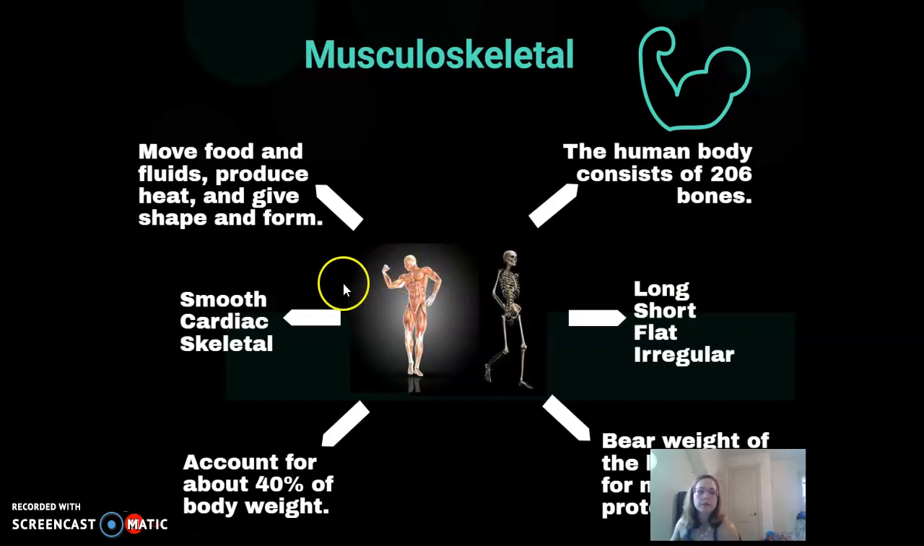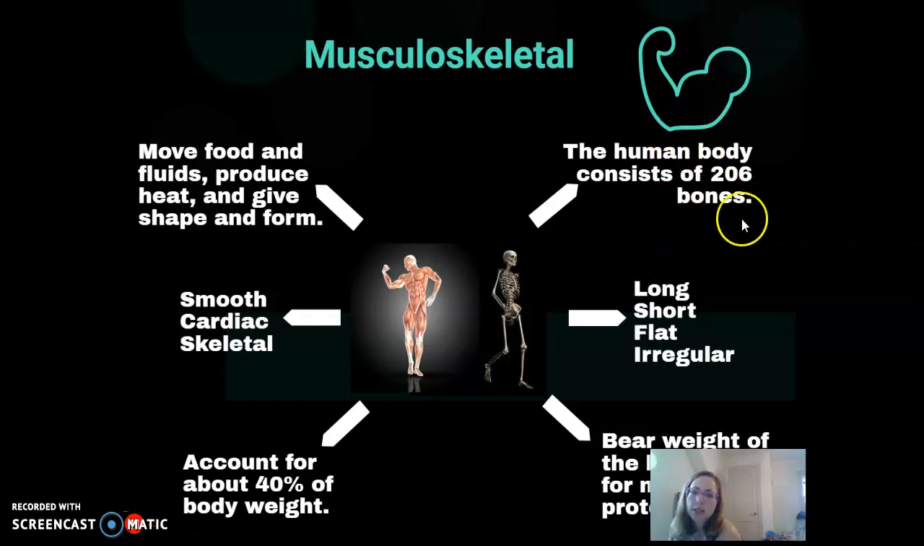You have 3 types of muscles: smooth, cardiac, and skeletal. And this accounts for about 40% of your body weight. Of course, that's going to be different for everyone depending on if they have a lot of body fat or not enough body fat. So it's different for everyone, but about 40%.